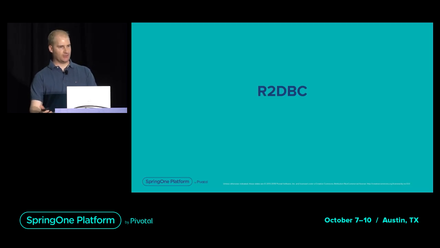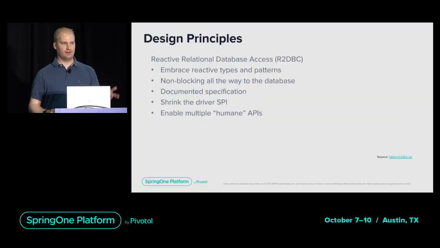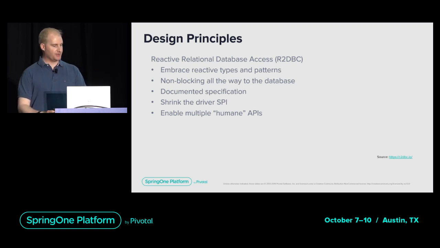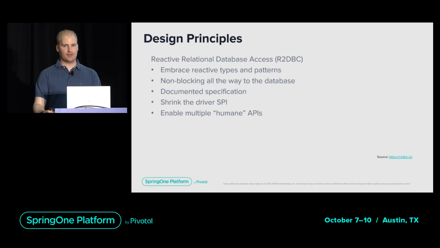So what is R2DBC? Well, R2DBC stands for Reactive Relational Database Connectivity, and it was explicitly designed for database connectivity in reactive systems. So I'm just going to real quick recap the design principles that were also highlighted in Mark Pollock's talk yesterday. The design principles behind R2DBC are: it embraces reactive types and patterns, so it's a natural fit for reactive applications. It's non-blocking all the way to the database, so you get the benefits of reactive programming. It has a documented specification, so it's clear what it does.